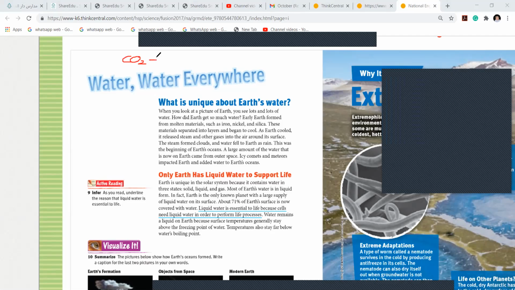CO2 plus water, that is H2O. Carbon dioxide is CO2. Water is H2O. In the presence of, never forget, which energy? Light energy. Sunlight. In the presence of sunlight, what does it give me? Oxygen.